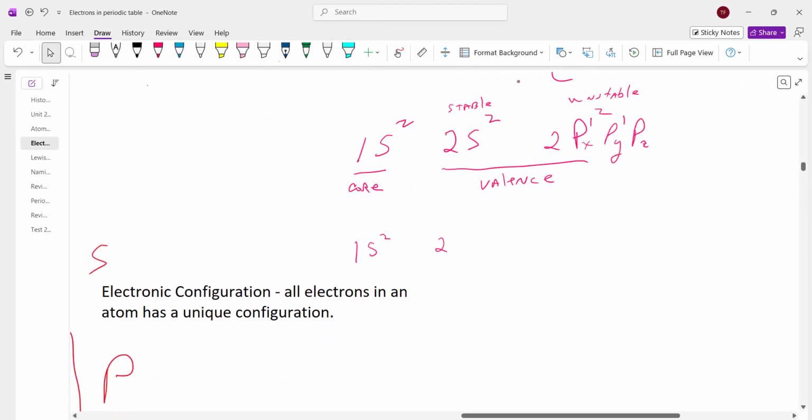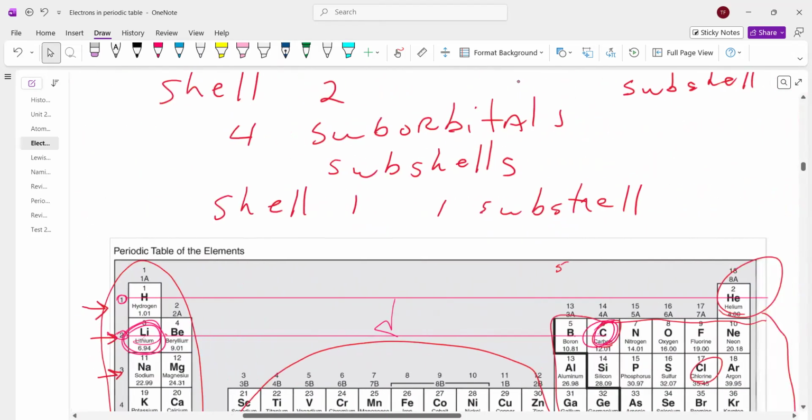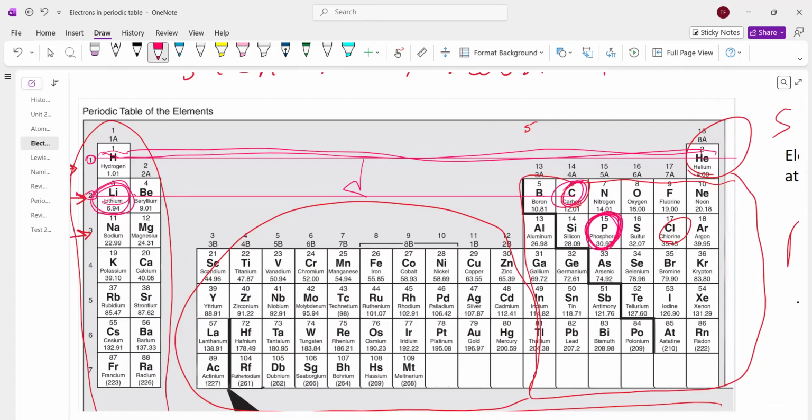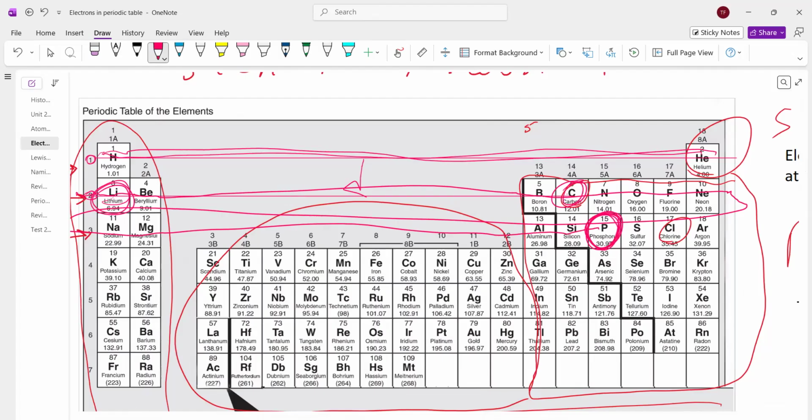Okay, so let's do another one. Someone mentioned silicon. Let's not do silicon. Let's do phosphorus. So we're going to do the journey again through the periodic table. We're going to go 1s1, 1s2, 2s1, 2s2, 2p6, 3s2, 3p 1, 2, 3. So you need to know where the blocks are to do this, and how many are in each block. If you're looking at a periodic table, you can tell how many are in the block. You just count them.